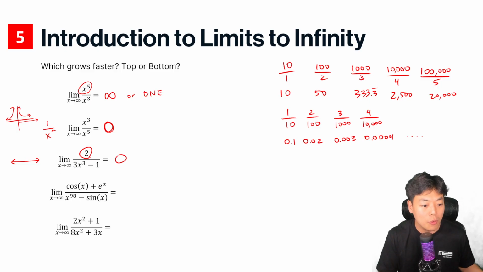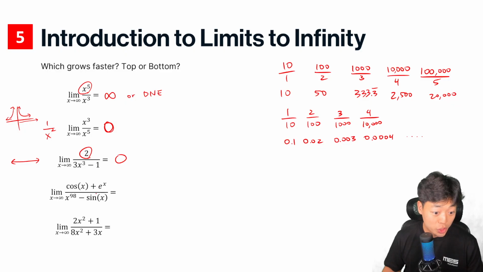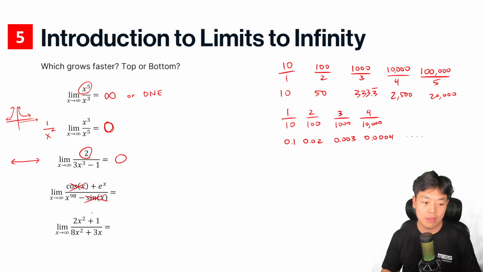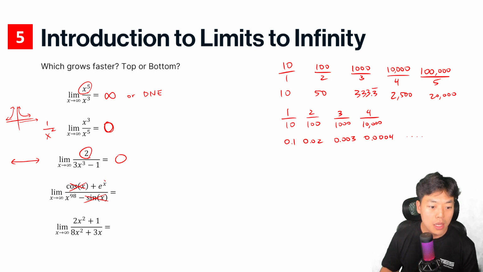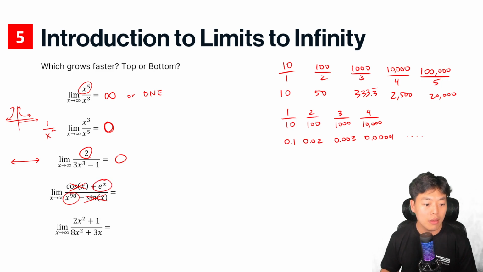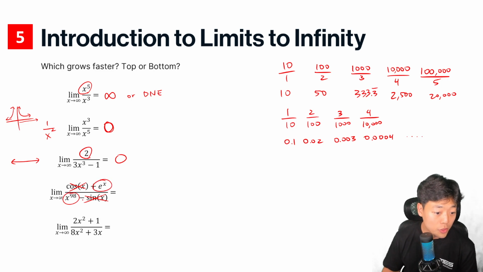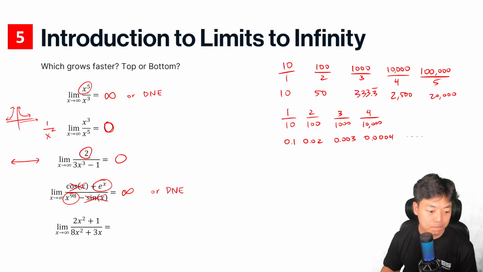It's really that simple. Now, we just worked with this for our topic 4. We don't even care that cosine and sine are there. Why? Because e to the x and x to the 98th grow faster than their other terms within the numerator and denominator. Since the top is growing faster than the bottom, boom, infinity. Or we can call this does not exist as well.